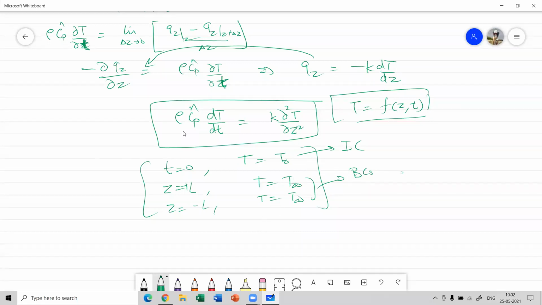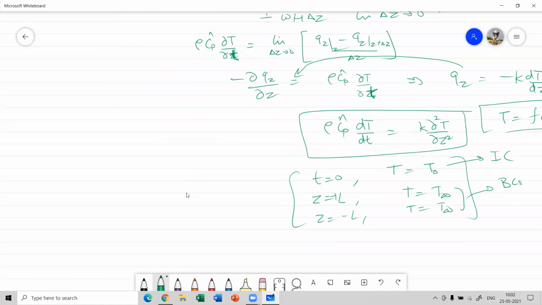Now, since it's a symmetrical object, at Z equal to 0, this represents the symmetry through which there is no heat flux occurring. So it's a symmetrical plane, it's a point of symmetry. So there is no heat flux over here. So we say dT by dz is 0 at Z equal to 0.